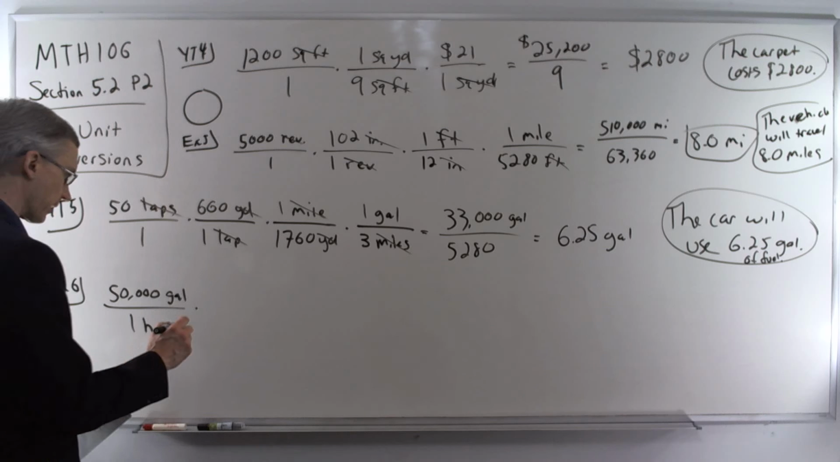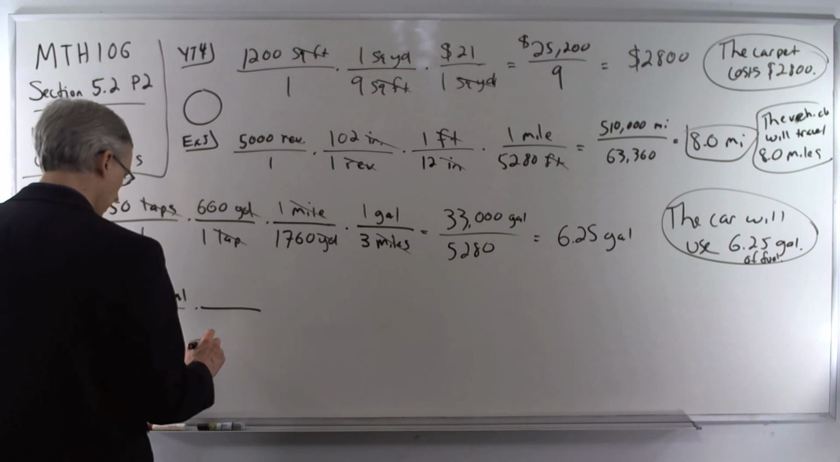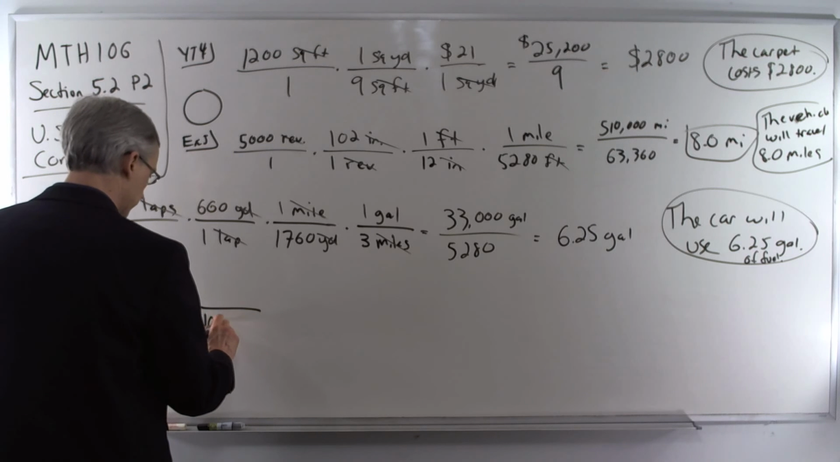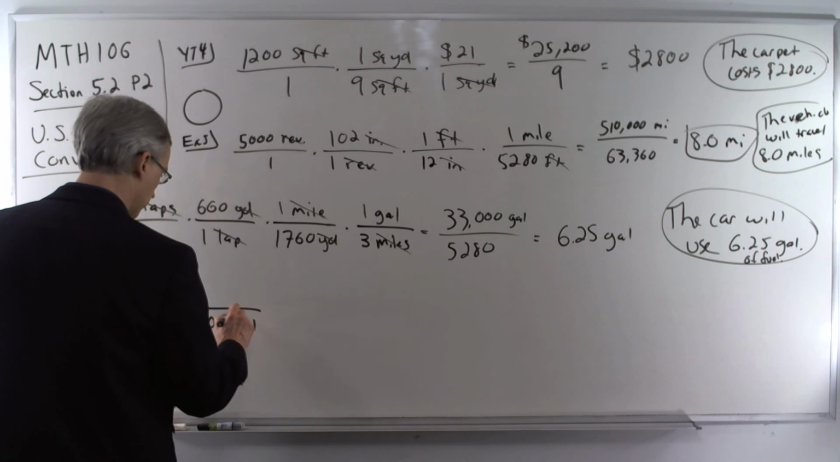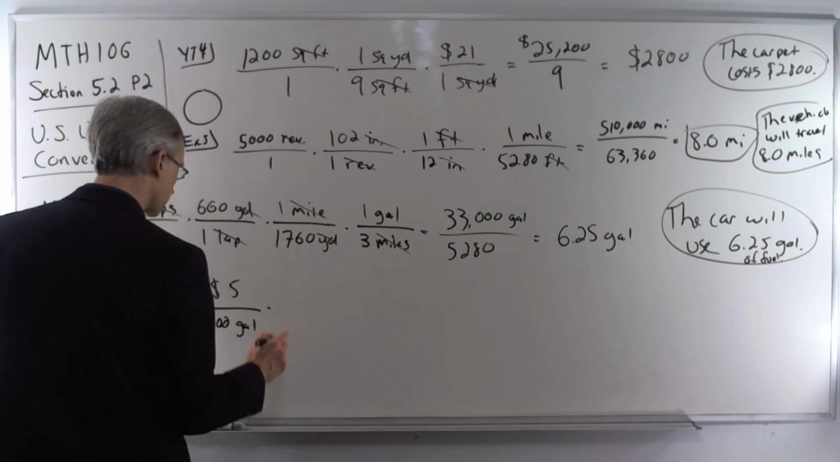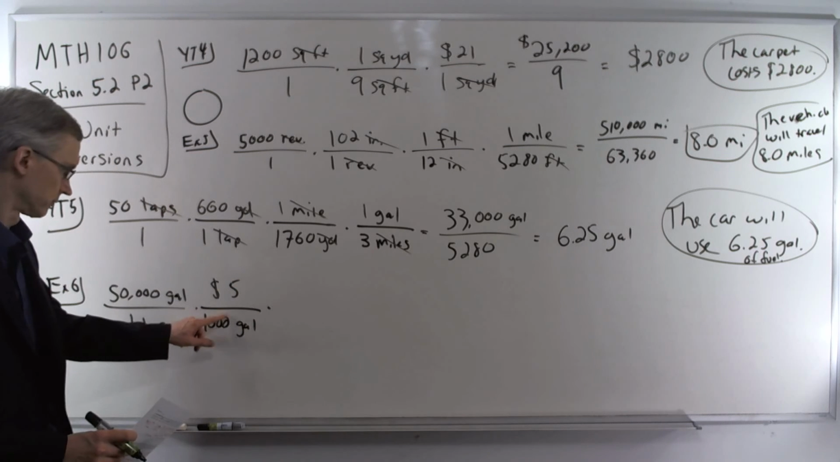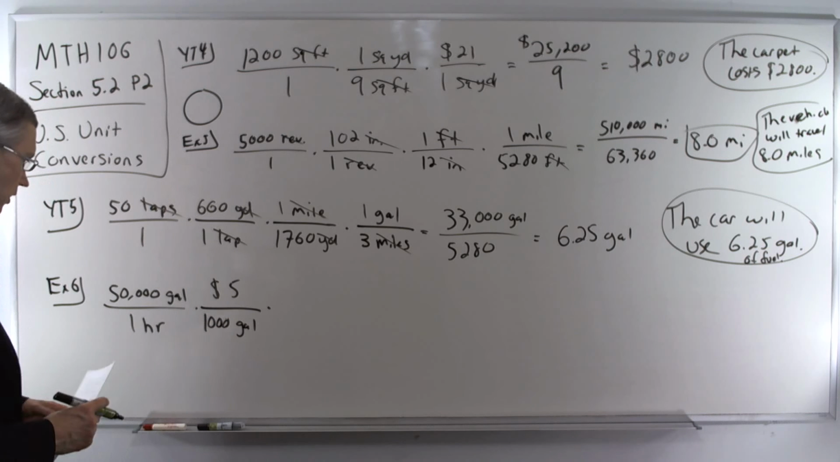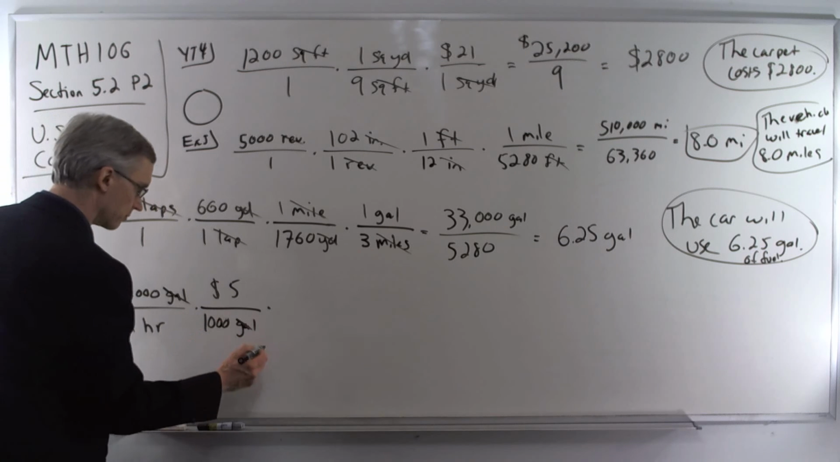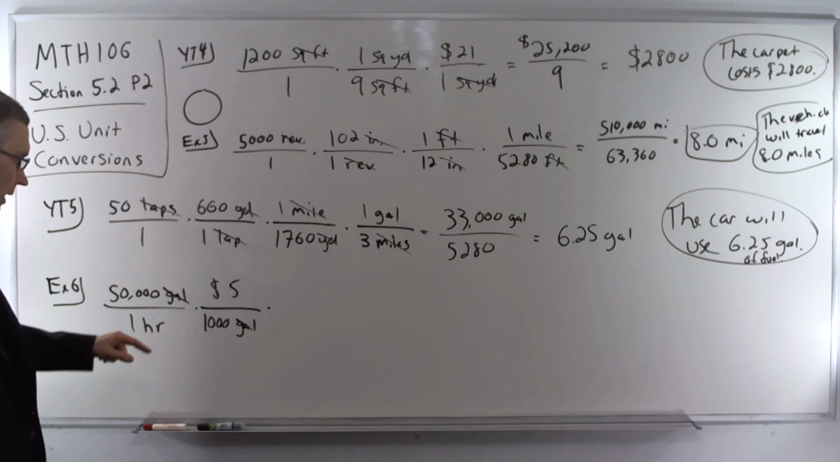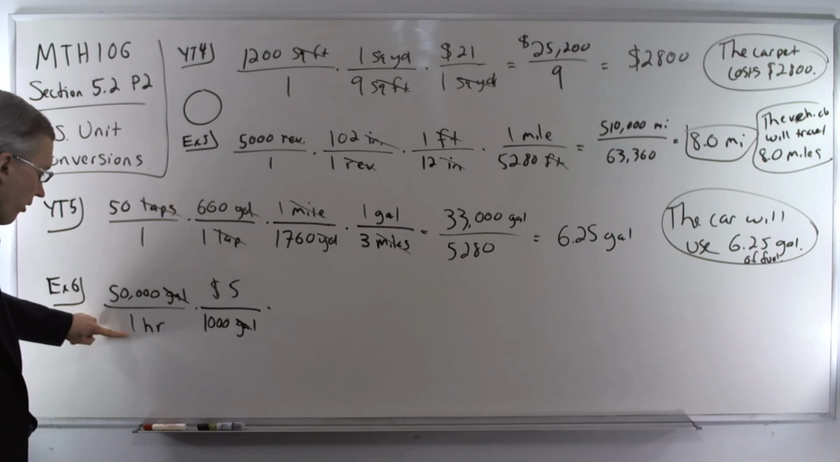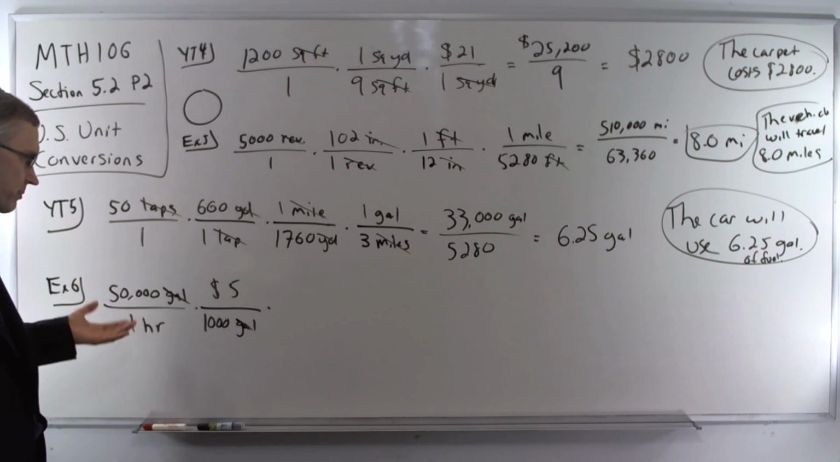All right, we can get rid of gallons right away. So 1,000 gallons is $5. All right, gallons are gone. And now basically what we have here is dollars per hour, but we don't want dollars per hour, we want dollars per week.